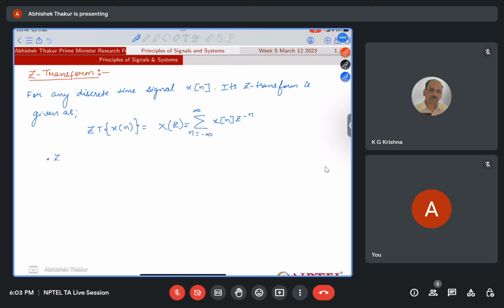So here Z is a complex variable that is given as r e to the power j omega. r is the distance from the origin in the Z plane, and it is also the magnitude. So when we take the magnitude of Z, it will be r. And omega is the angle from the positive real axis in the Z plane.